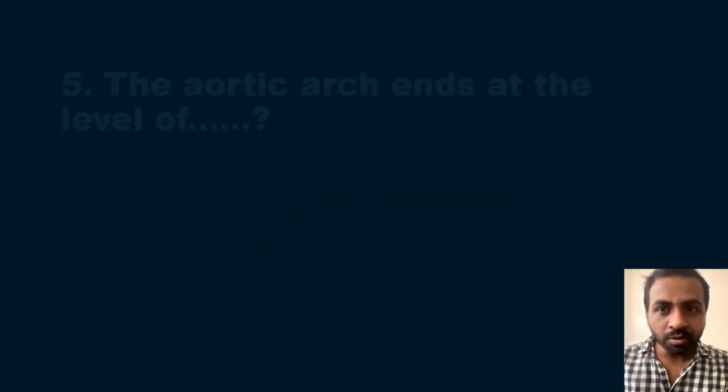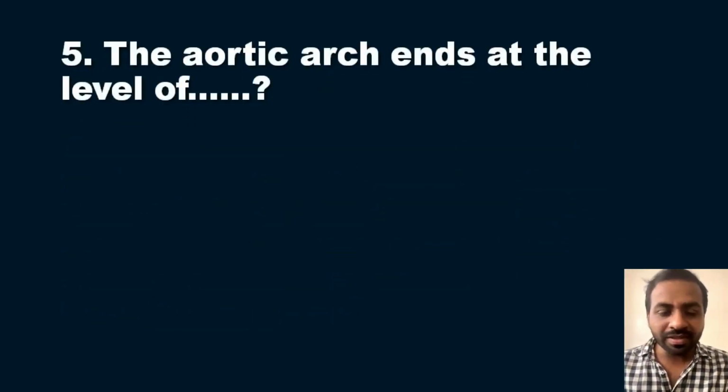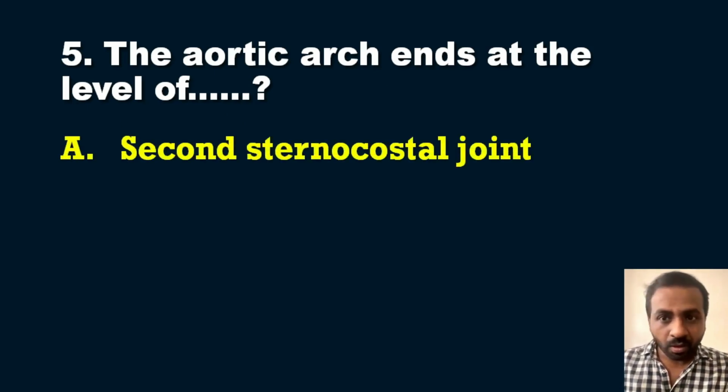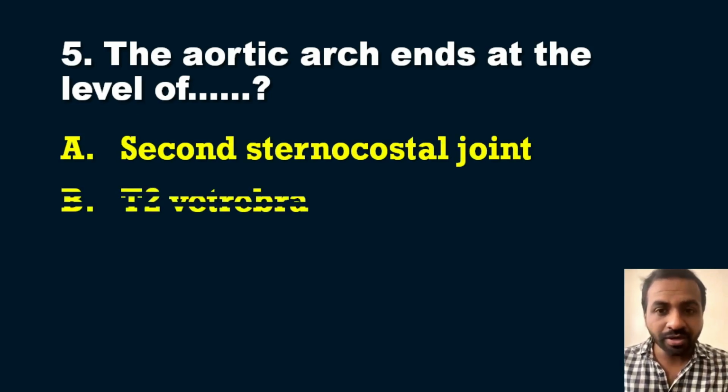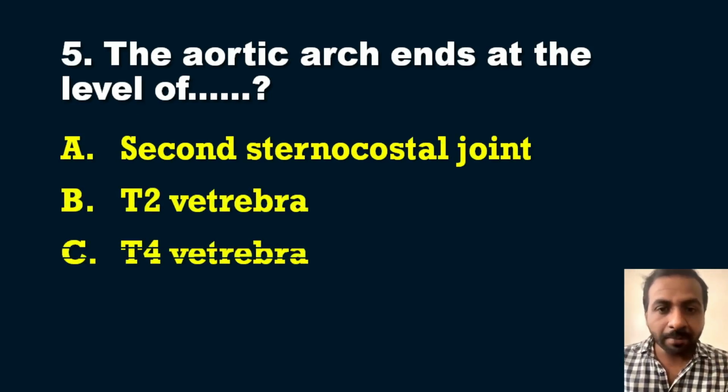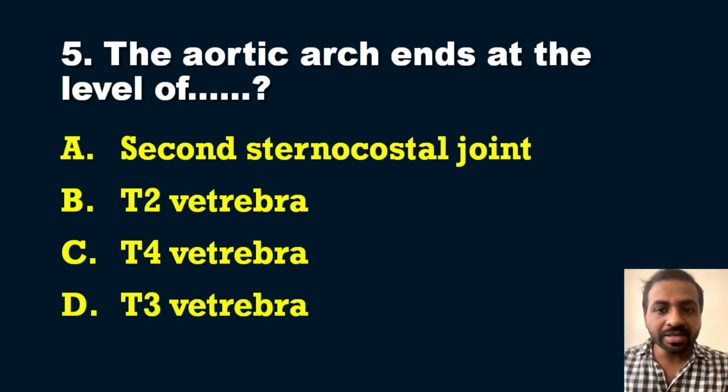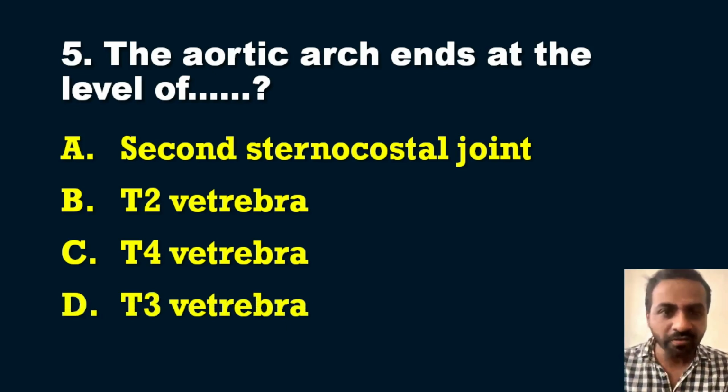Now we will move on to the 5th question in our series, and this is also a very important question. The question is, the aortic arch ends at the level of dash. So the question is regarding the arch of aorta. The arch of aorta ends at the level of. The options are: option A, second sternocostal joint, then T2 vertebrae, T4 vertebrae, T3 vertebrae. So at what level does the aortic arch end? That is a question for you.